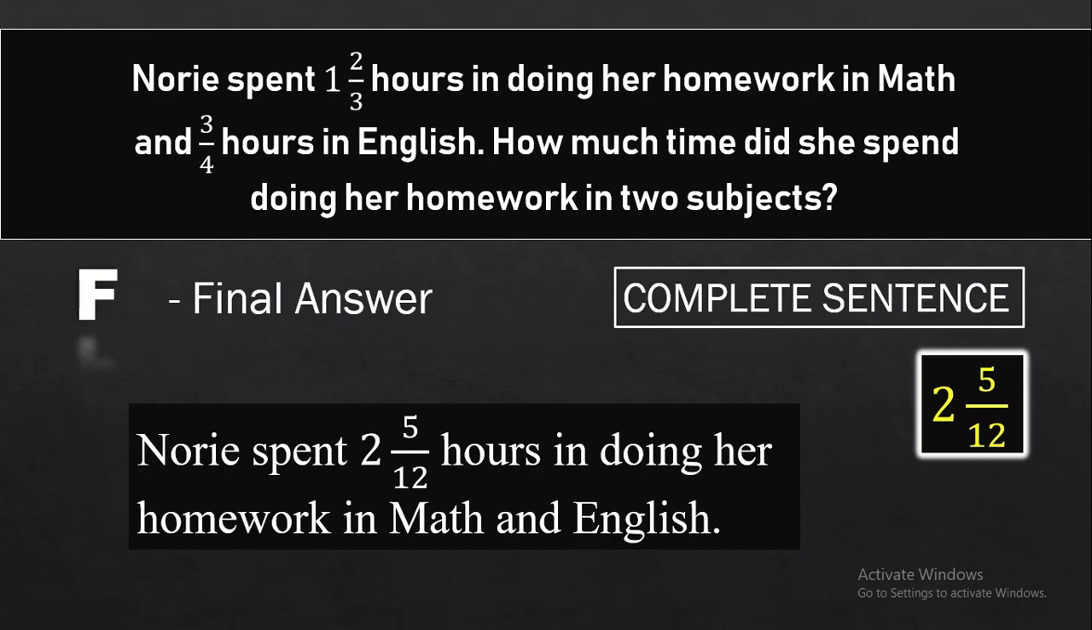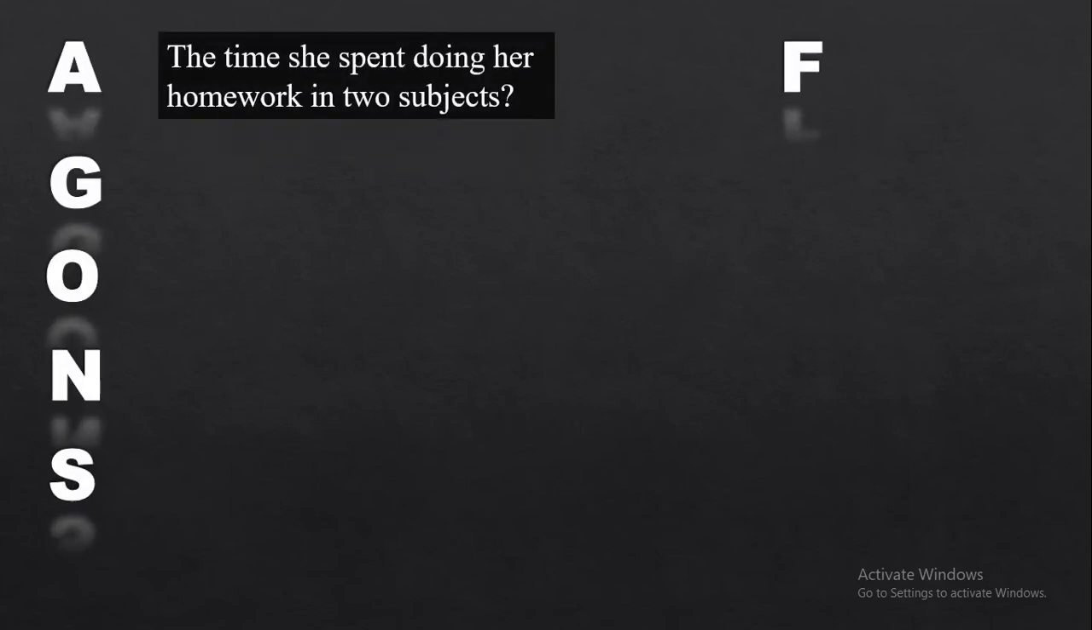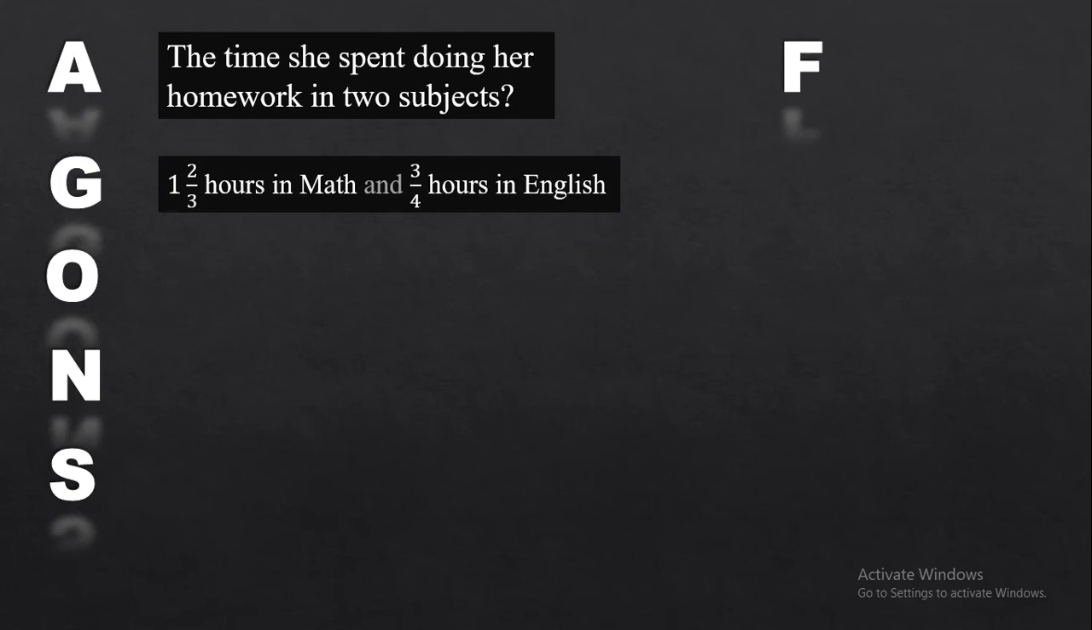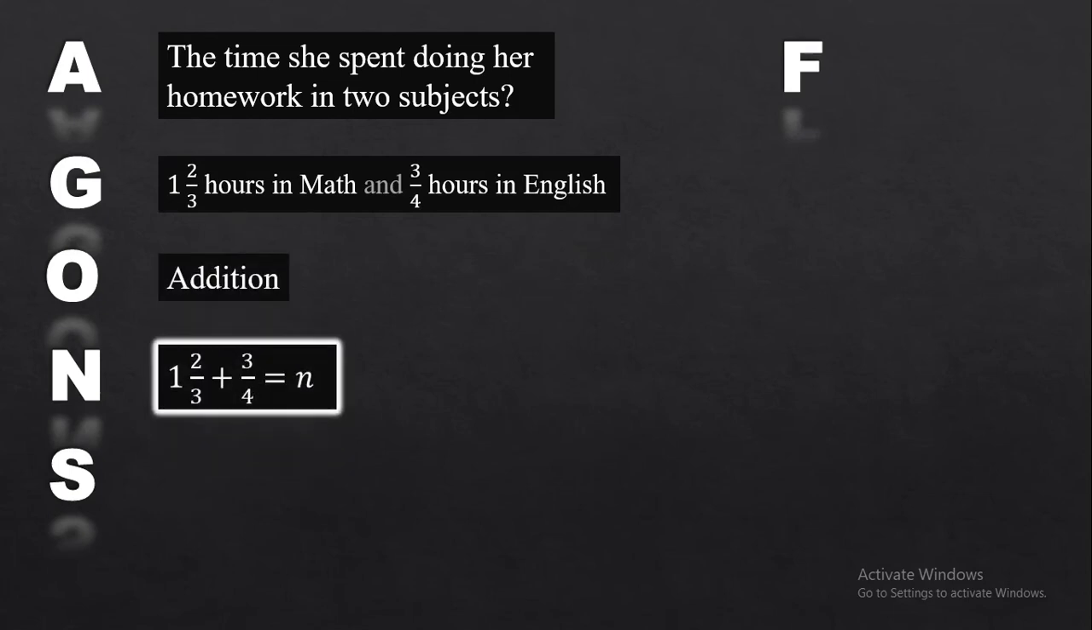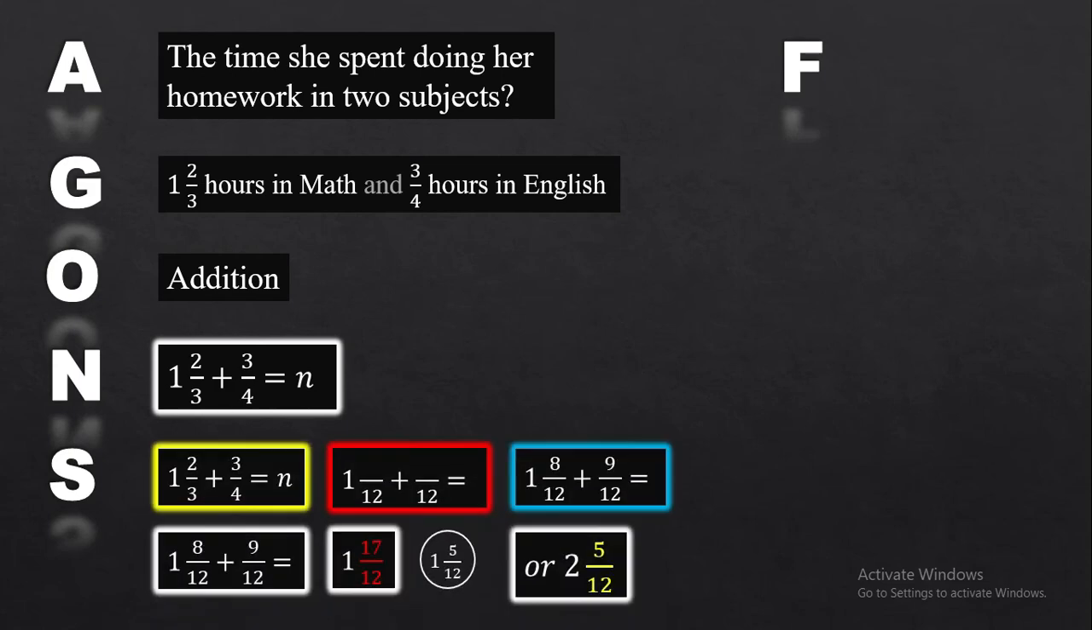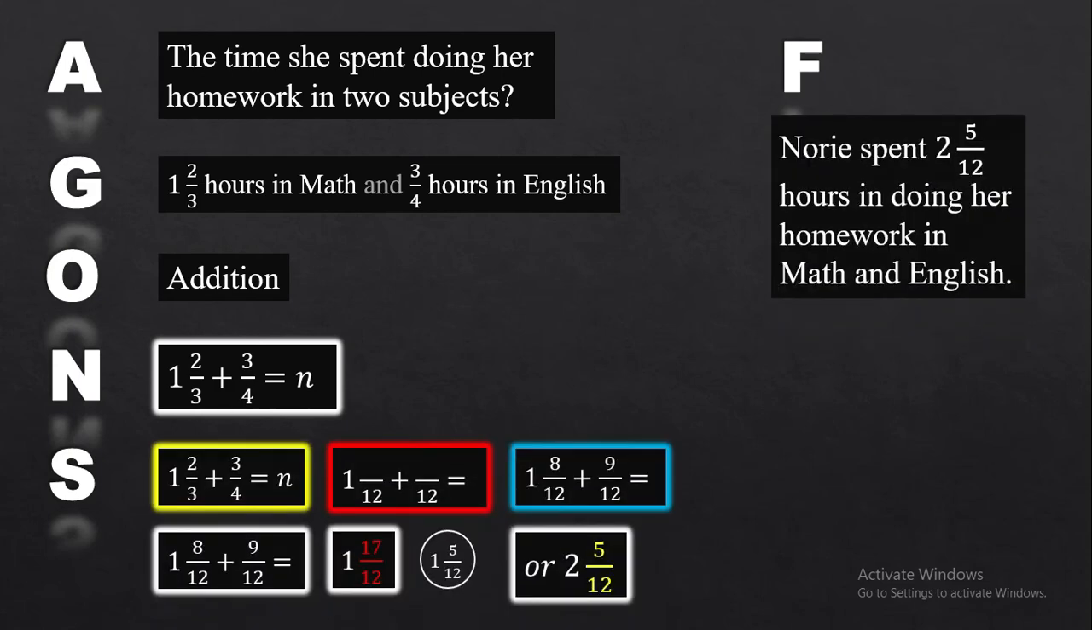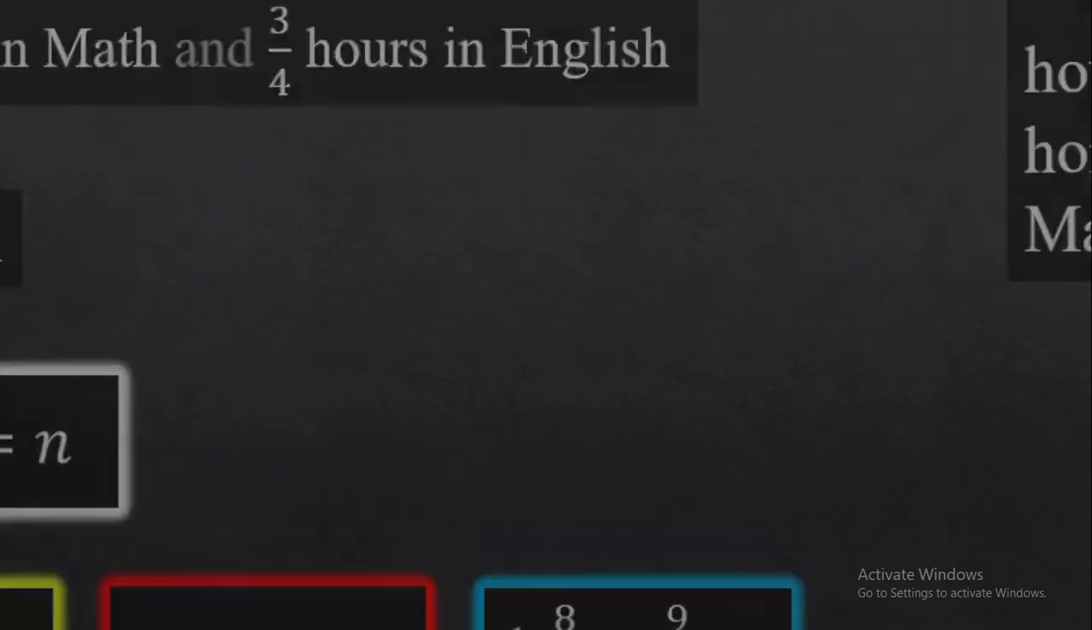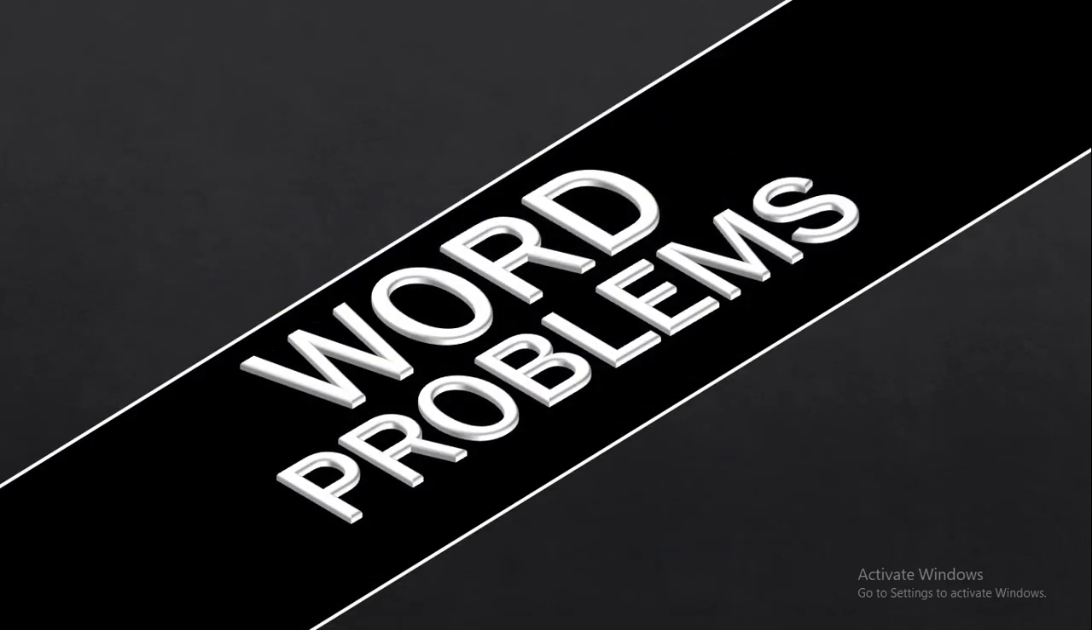So, let us do a recap. We used Agon's F method. What is asked? What are given? What operation? What is the number sentence? The solution? And then the final answer. So, that is how you solve word problems.